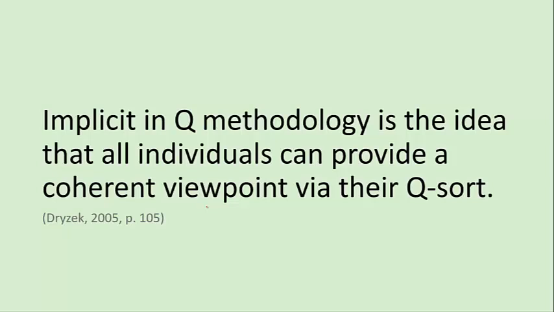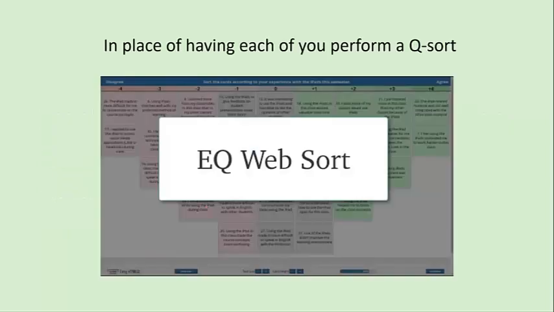So implicit in Q is this idea that all individuals can provide a coherent structure to these items that represents their inherent internal viewpoint. So we're not viewing it externally. They are literally coding these statements into a Q sort to represent how they feel.